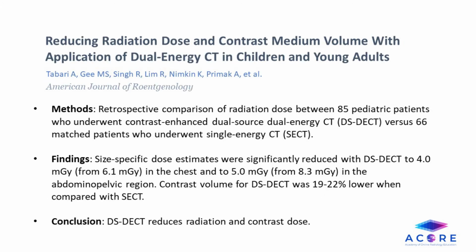This study, published in AJR, was a retrospective comparison of the radiation dose utilized between 85 pediatric patients who underwent contrast-enhanced dual-source dual-energy CT versus 66 patients who underwent single-energy CT. Radiation dose was found to be significantly reduced in both the chest and the abdomen pelvis when using dual source dual energy CT versus single energy CT. They also found that the contrast volume was 19 to 22% lower when using this dual source dual energy CT. Therefore, they concluded that dual source dual energy CT can reduce both radiation and contrast dose.